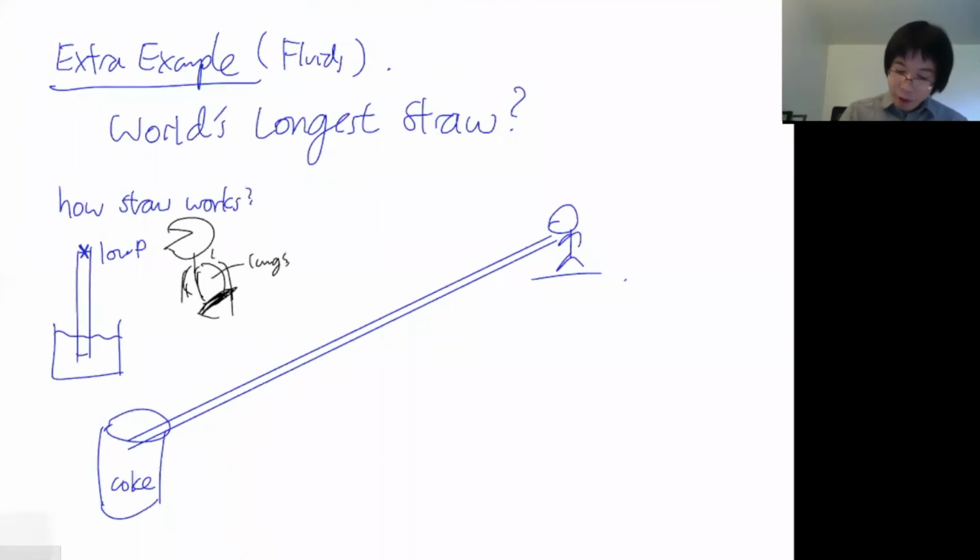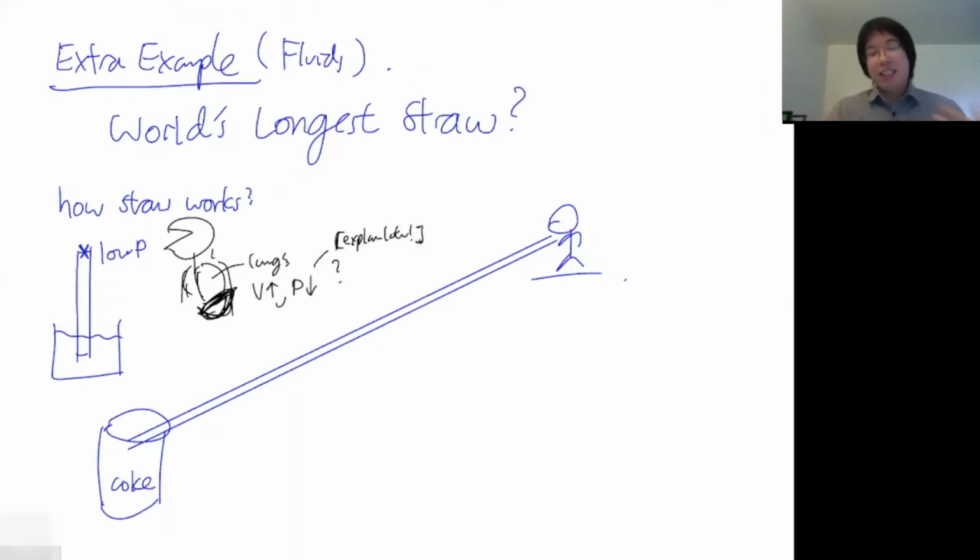Your diaphragm goes down, and the volume increases. When the volume increases, the pressure decreases. Why is that? We can explain this later. It's intuitive, I should say. All right, so you create a low pressure, good.